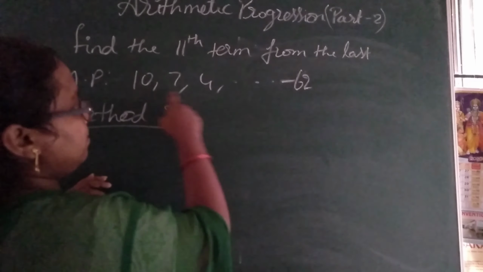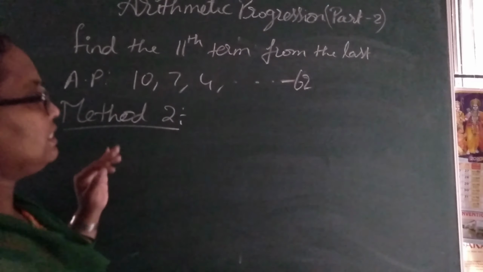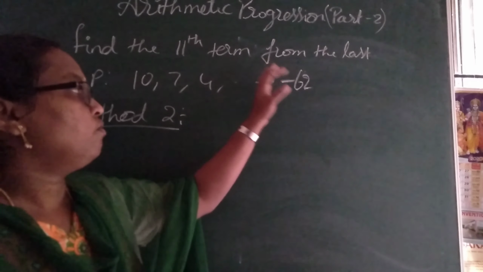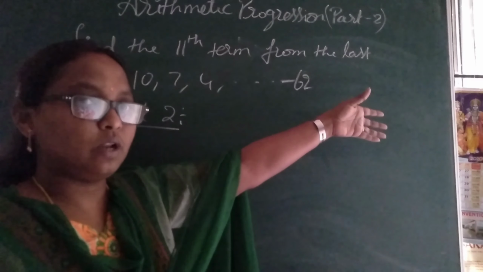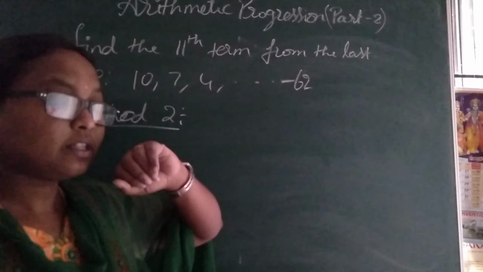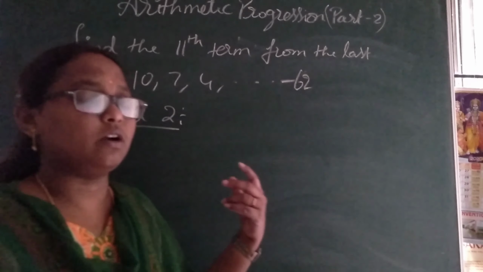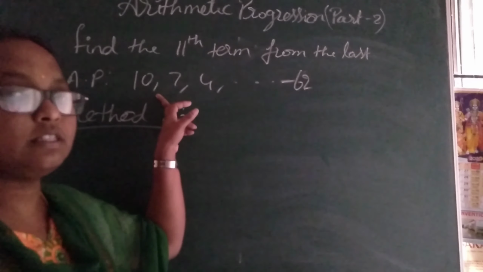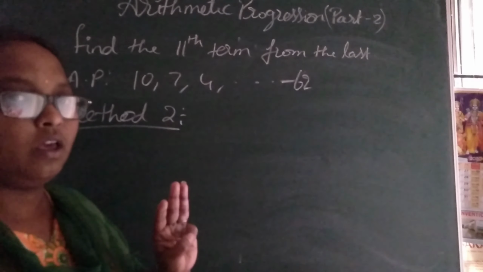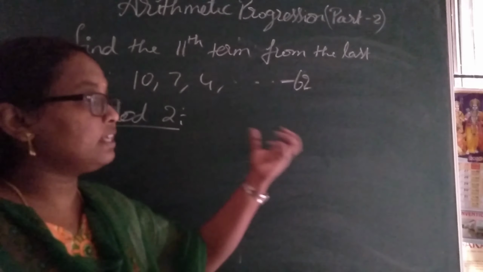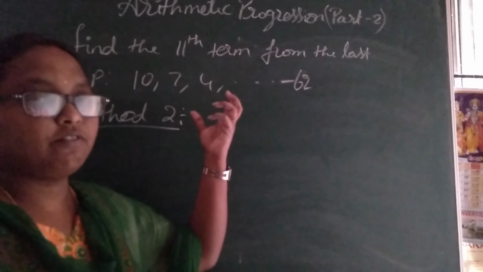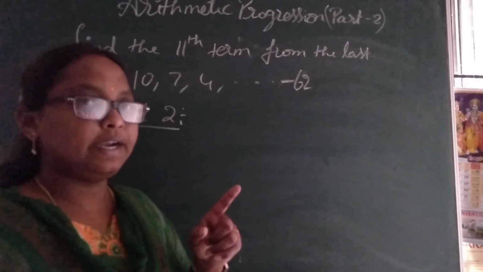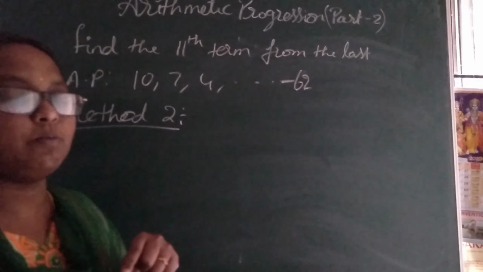And comparing here, if you observe, this AP is in decreasing order: 10, 7, 4, 1, like that, minus 3 each time. When I write the same AP in reverse order, the decreasing order will become increasing order. Here in the original you got the difference 7 minus 10, which is minus 3. When I am writing from the reverse order, it will become increasing, which means the difference will become positive. So when you are writing the AP in reverse, the difference will become the opposite.